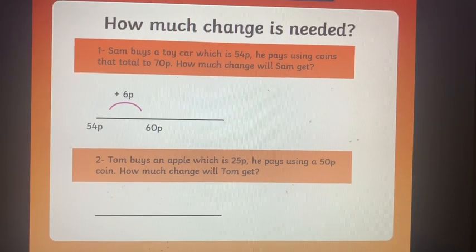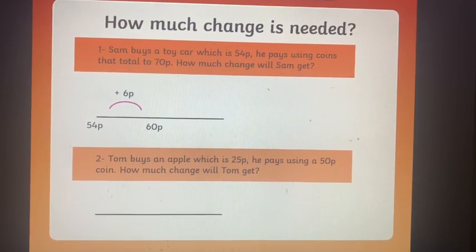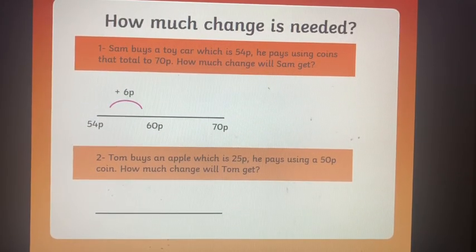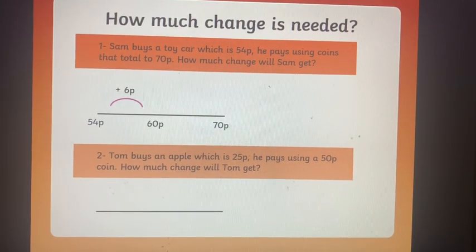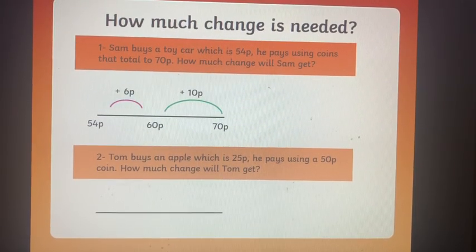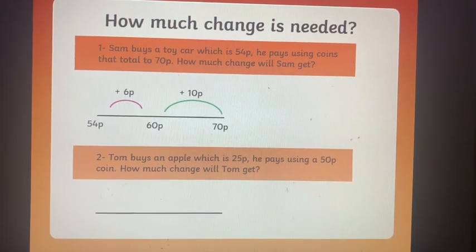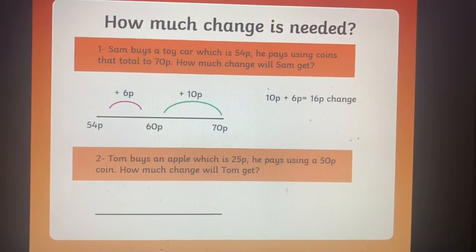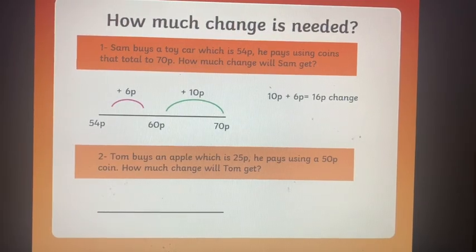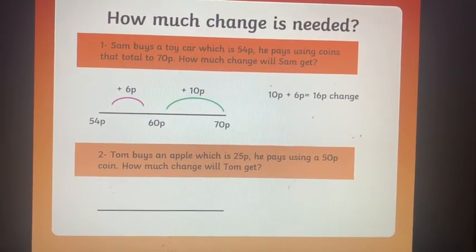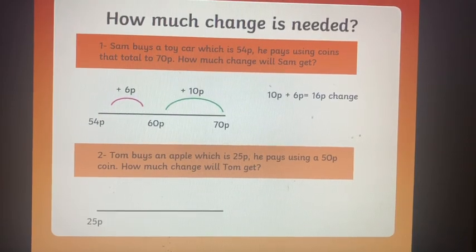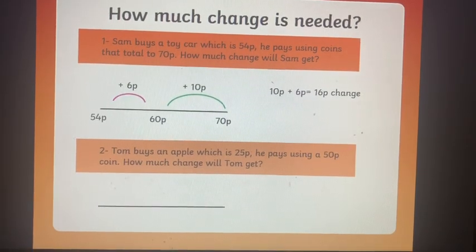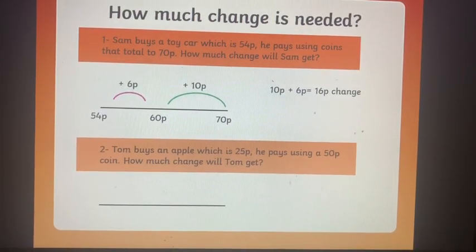So I've done that first jump on my number line, but I'm not quite at the amount I paid because I'm at 60p, but I need to get to 70p. So I'm going to do my next jump on my number line, and to get from 60p to 70p, I will do a jump adding 10p. I then need to add these two amounts together to find how much change Sam will get. So I do 10p add 6p, and I know now that Sam will get 16p change. So the next question we've got here says Tom buys an apple which is 25p. He pays using a 50p coin. How much change will Tom get?